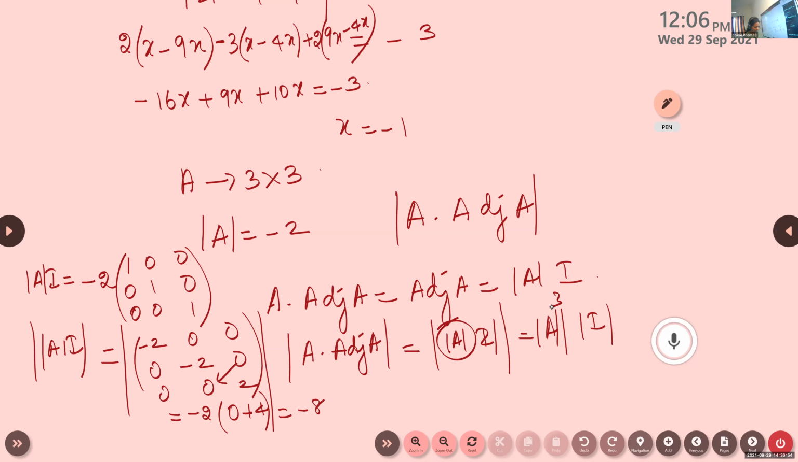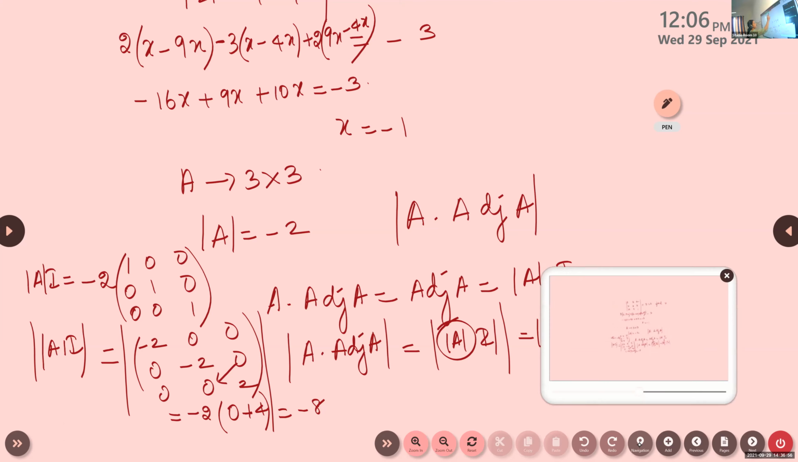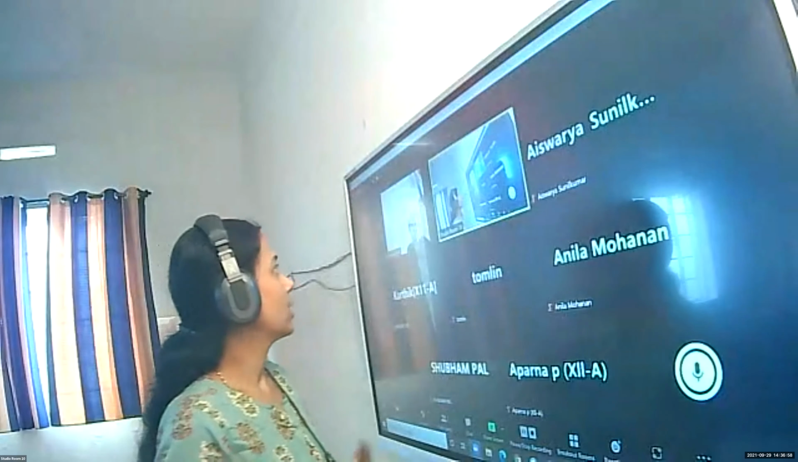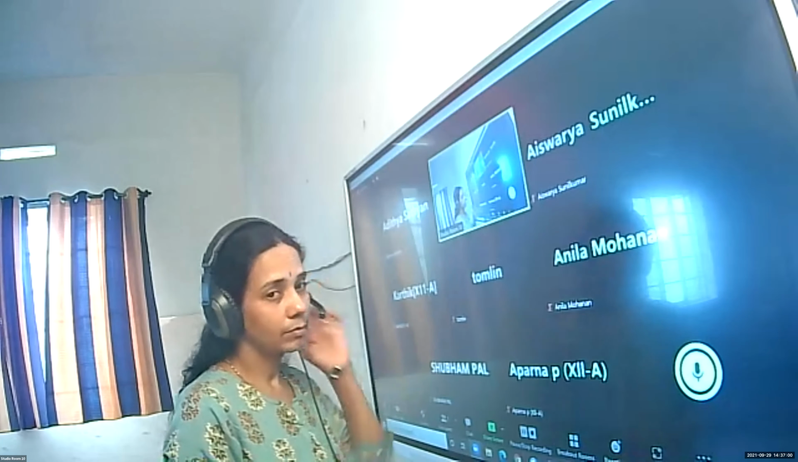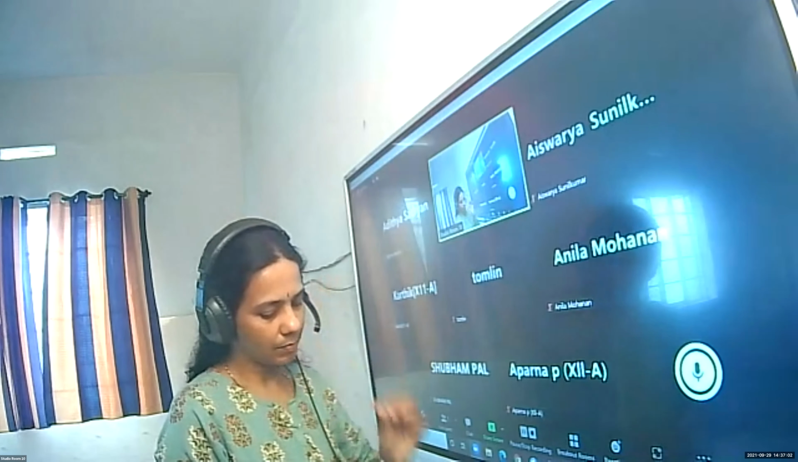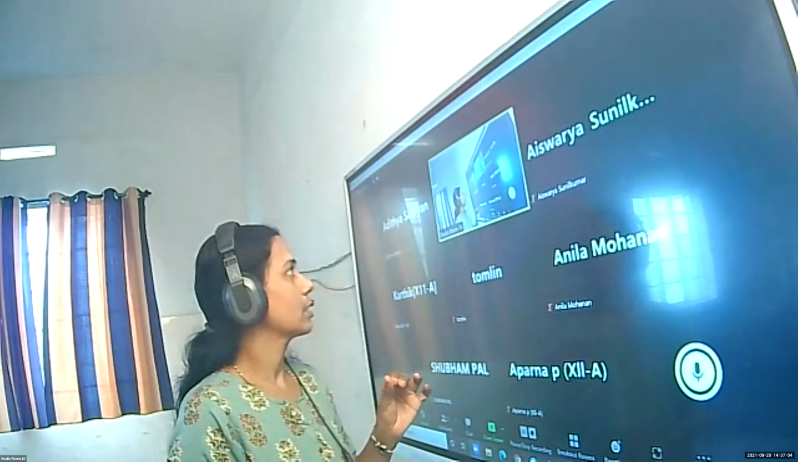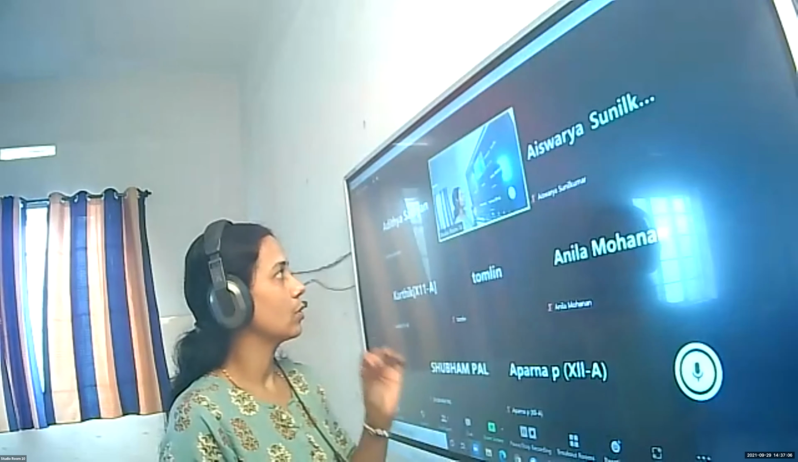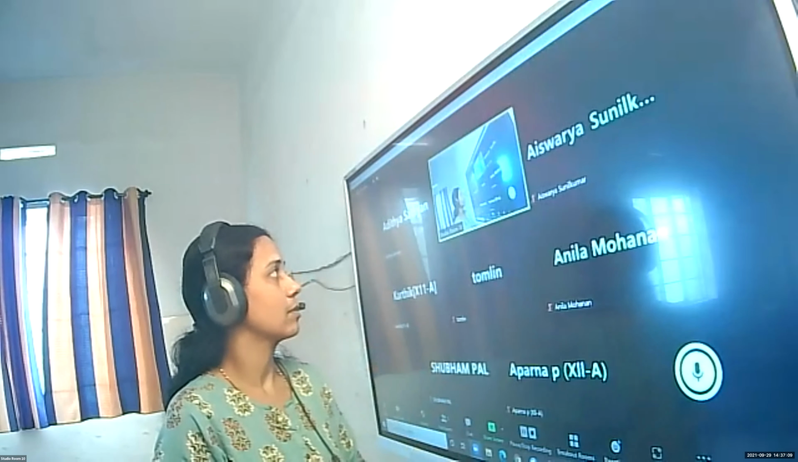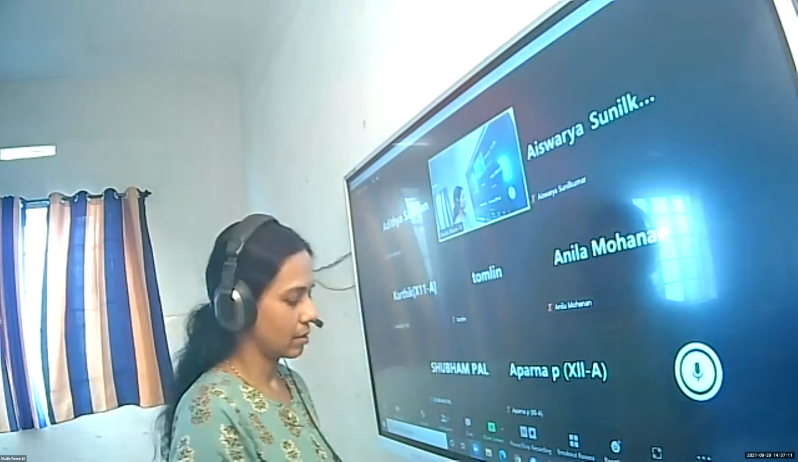Now write the next one. When will you say matrix is invertible? If determinant is not equal to 0, isn't it? If the determinant is not equal to 0, then we say it is invertible. Inverse exists. Otherwise, inverse does not exist.